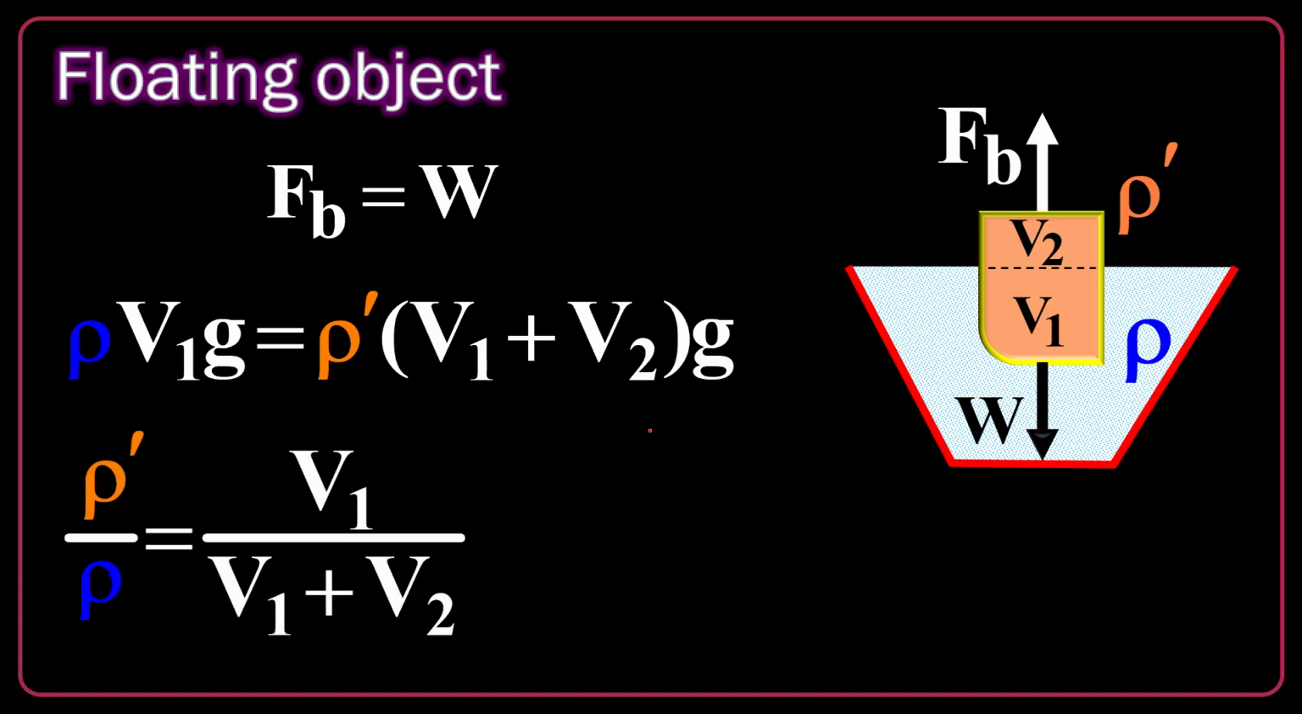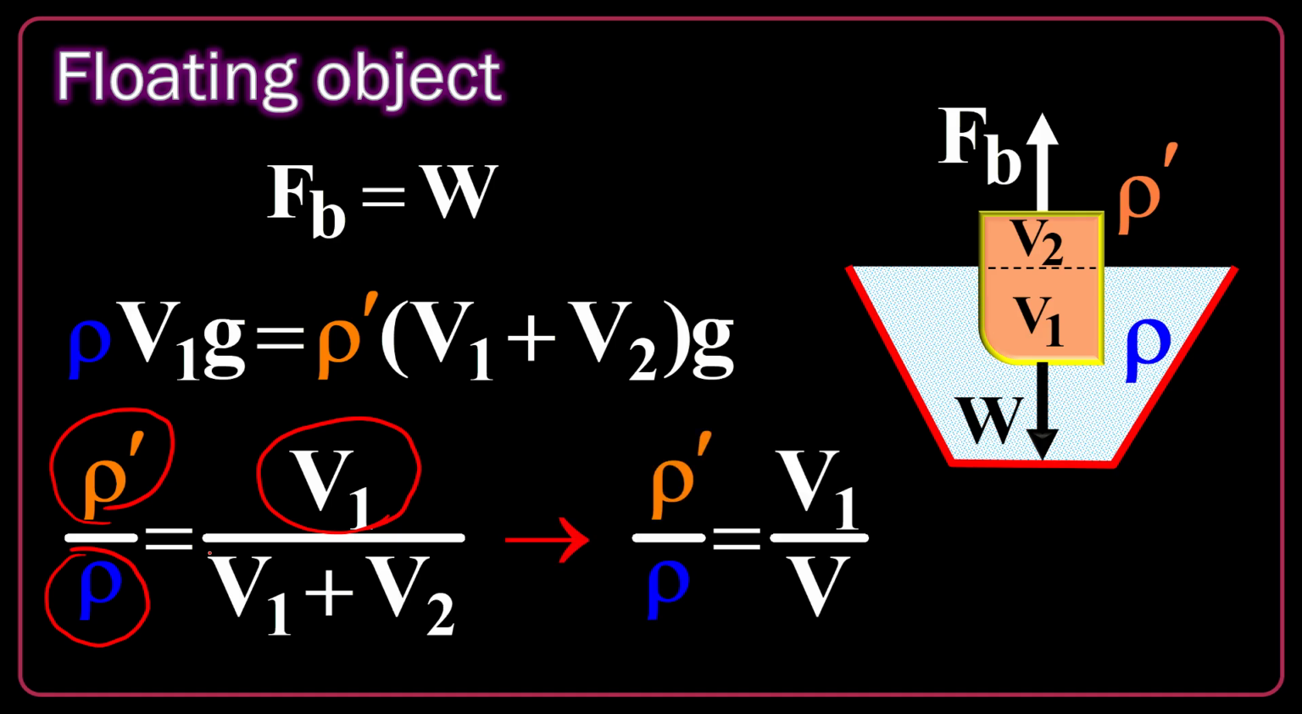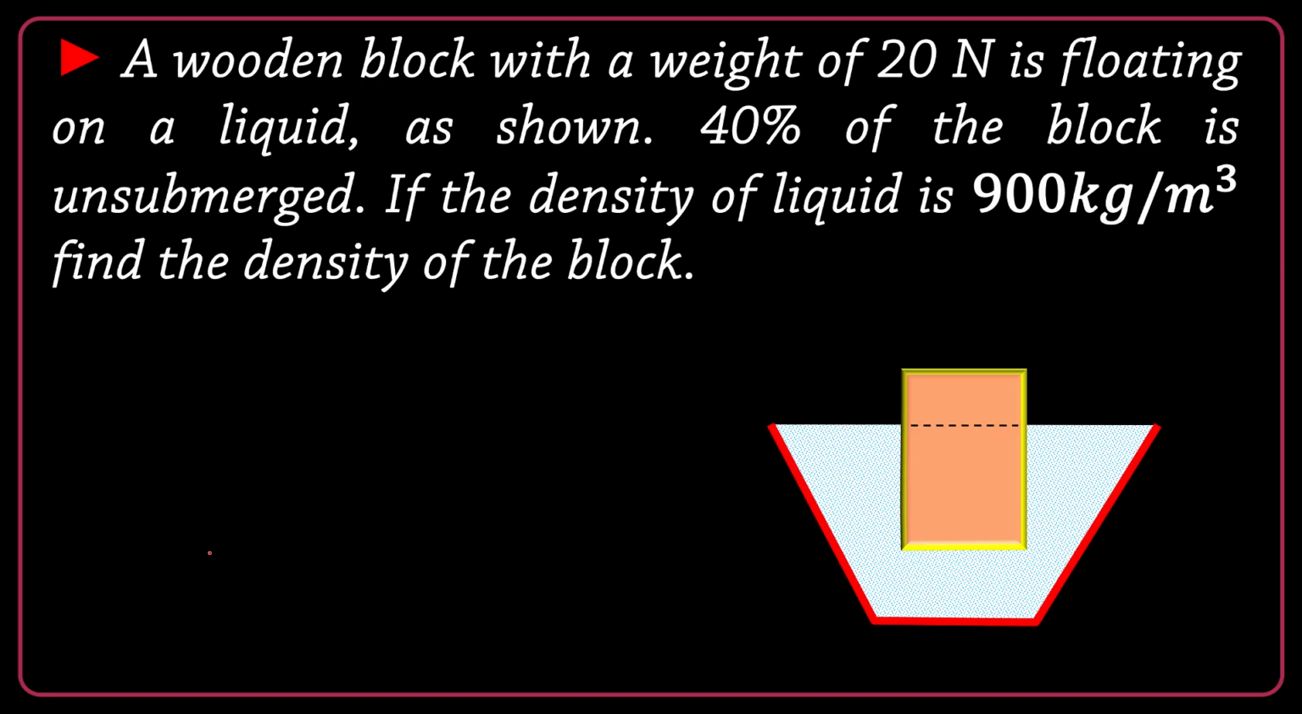Rho prime over rho is V1 divided by V1 plus V2. Density of the object divided by density of liquid is equal to the volume of the submerged part of the object divided by the total volume of the object. Okay, what's the benefit of this relation? I will explain it shortly. Just let's solve a problem to know its application, and then I will explain the benefits.